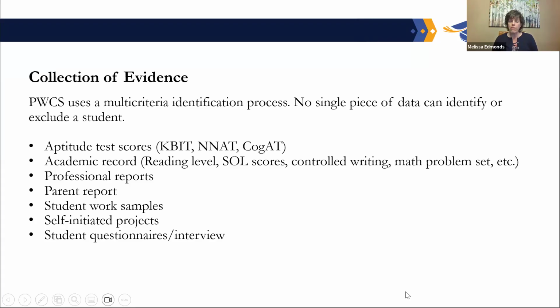The parents are asked to offer information on their report, as I mentioned earlier. We collect samples of the student's work, their writing, their mathematical thinking, any self-initiated projects they might have been involved in. And we also conduct a student interview or a student questionnaire to ask the student what they see as their own learning strengths and why they think they would benefit from gifted resource services. So that's a lot of information for the gifted resource teacher to gather, but we want to make sure that we're leaving no stone unturned in our efforts to get a full picture of the student and their talents and abilities.